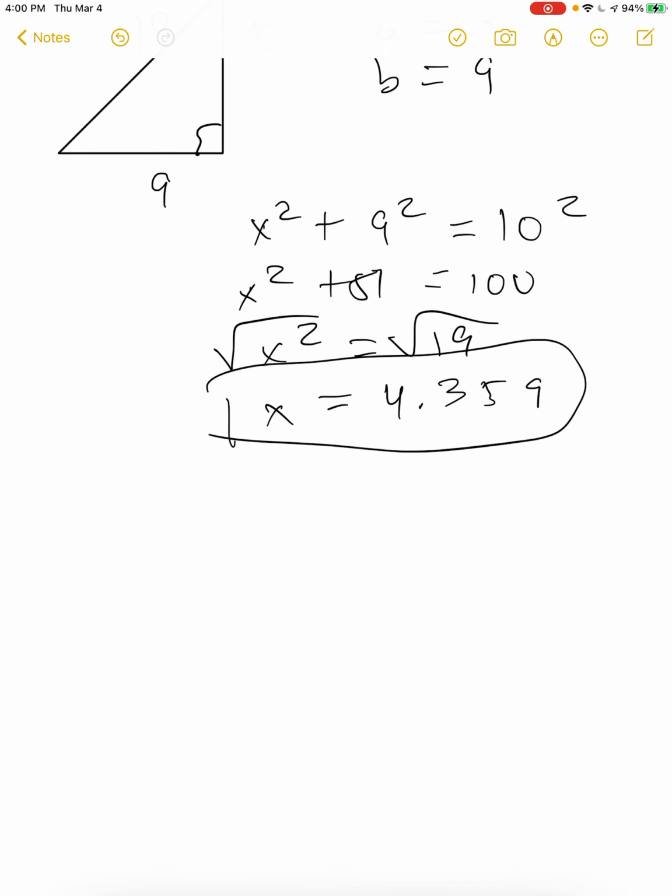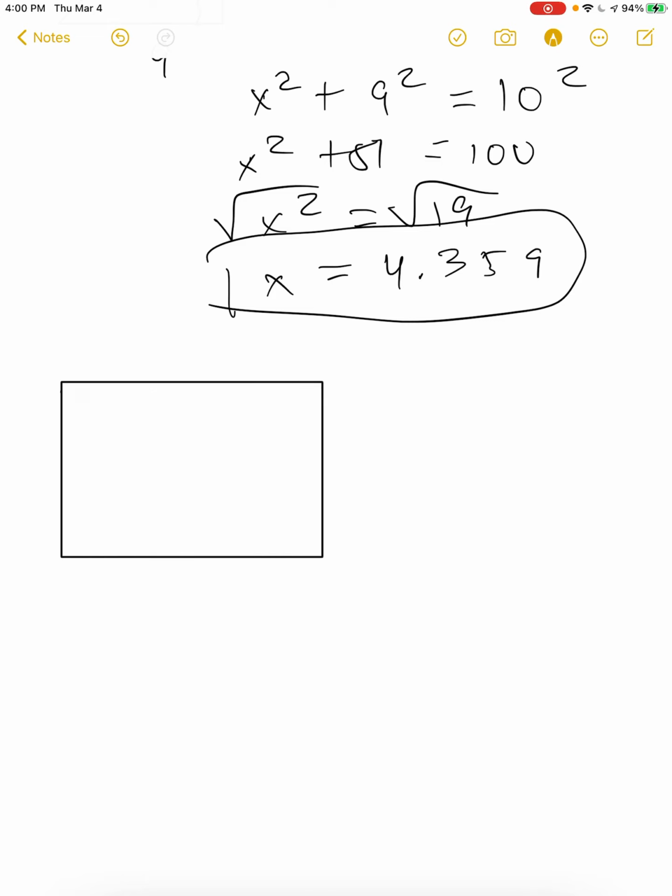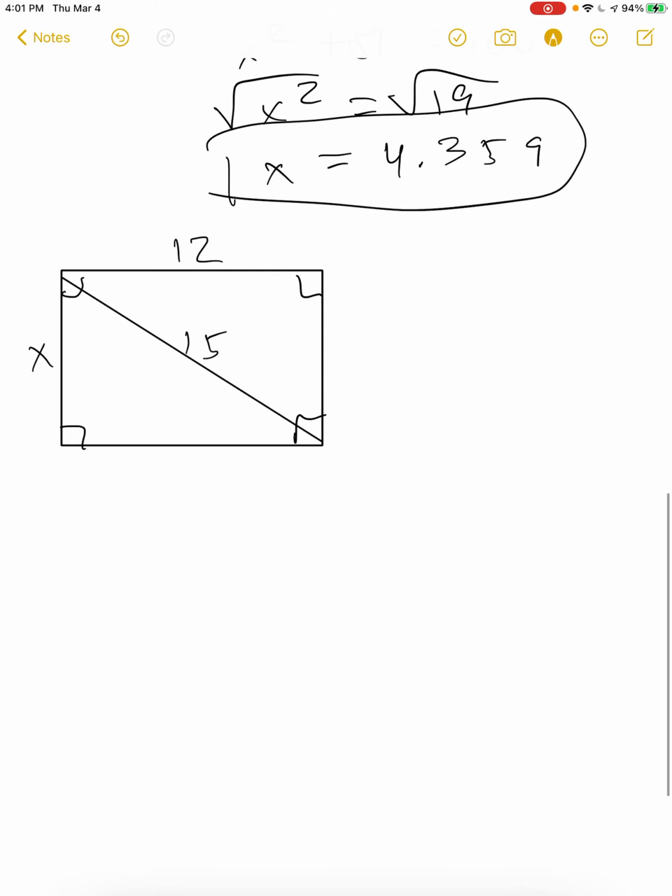Now let's look at a tougher example here where we're working with a rectangle. So we have right here, we know that this is a right angle because it's all a rectangle, right? So we know that this right here is 12. The hypotenuse for both of the triangles that we see is 15, and we're looking for this side length x.